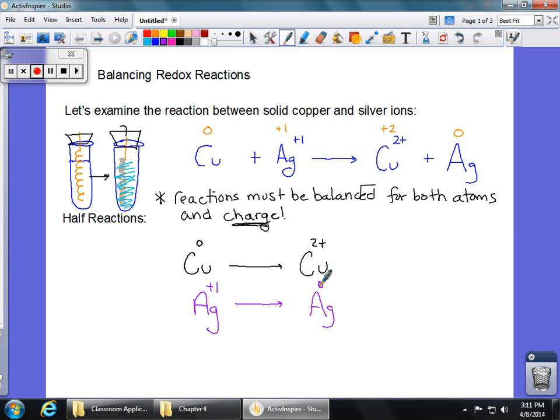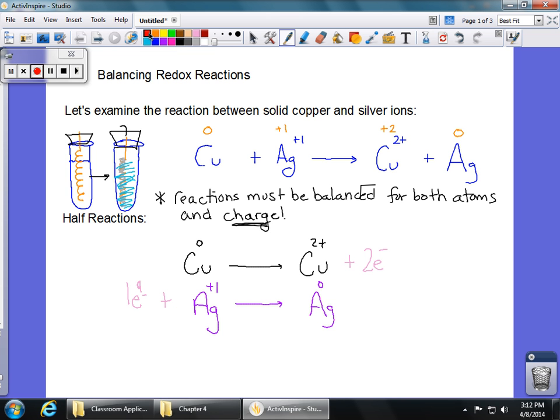Now, when we look at these oxidation states, we have to go through and add electrons to the side of the equations required to make those half reactions equal 0. So in the case of copper, we are going to add our electrons on the product side. Those electrons are being lost in this half reaction. For the silver, we will add 1 electron on the reactant side. And in that case, that electron is being gained.